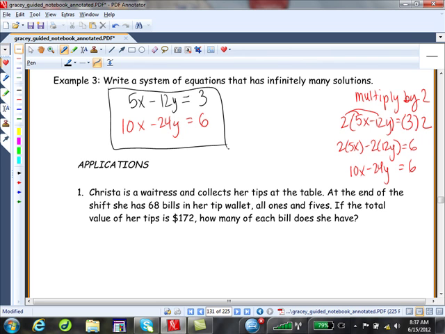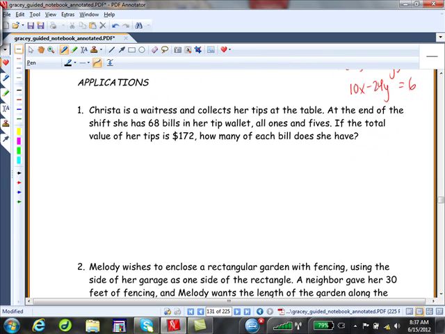All right, applications. Now, we're going to be covering this in more depth in section 4.4, but we can at least get started here. So, first one, Krista is a waitress and collects her tips at the table. At the end of the shift, she has 68 bills in her tip wallet, all ones and fives. If the total value of her tips is $172, how many of each bill does she have?